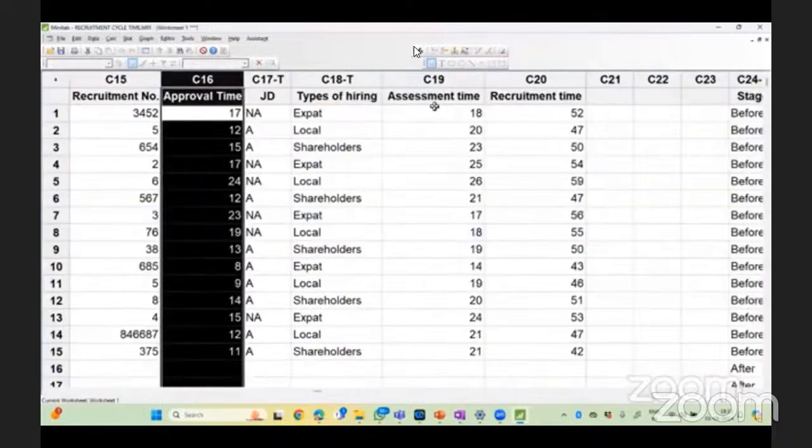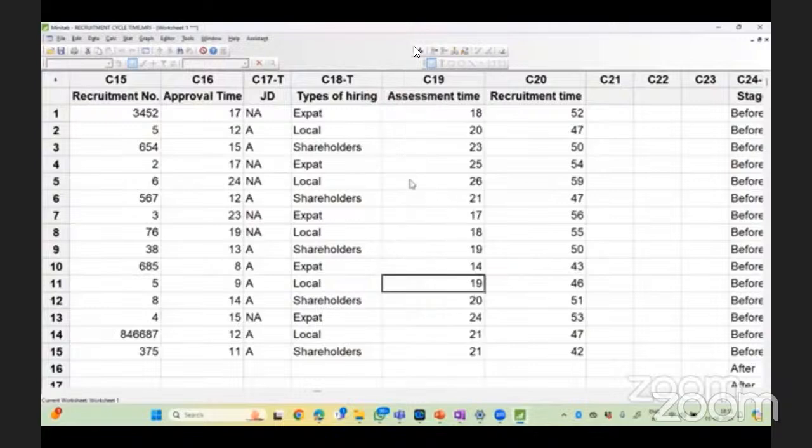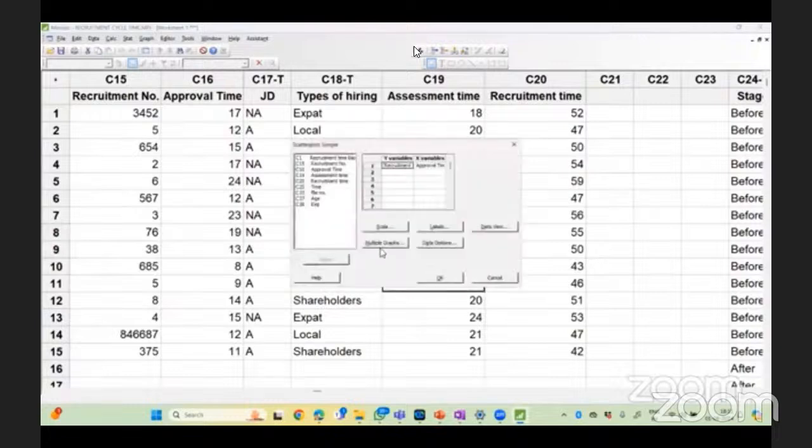Now let us look at assessment time. Assessment means time taken to assess the candidate. Is it affecting my recruitment time? Okay, let us see. I will just take assessment time.